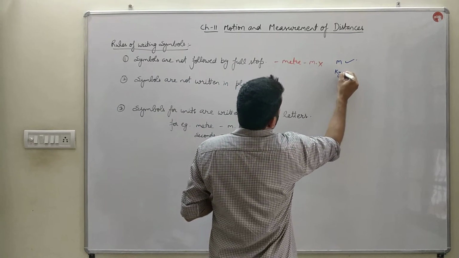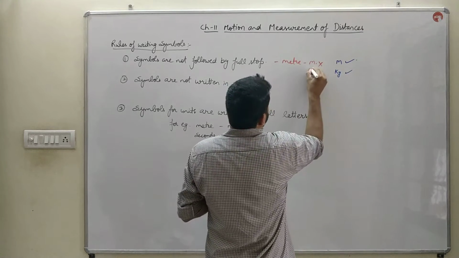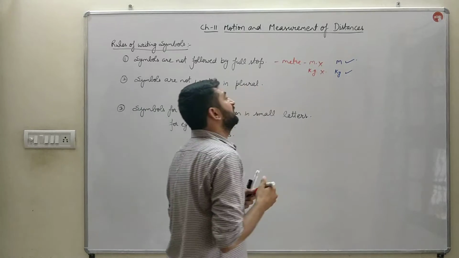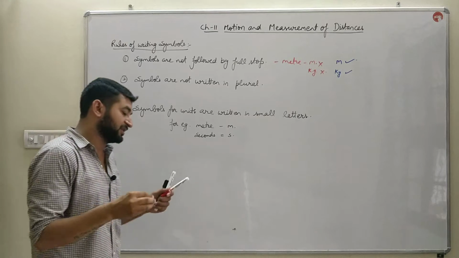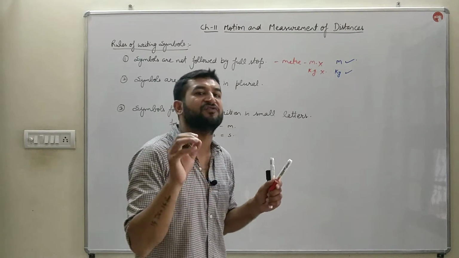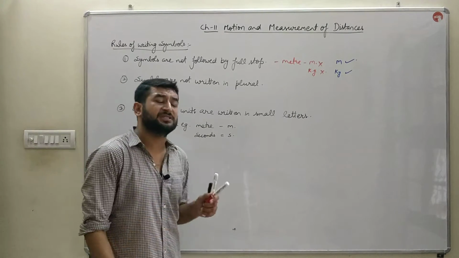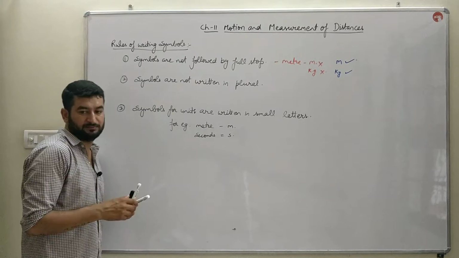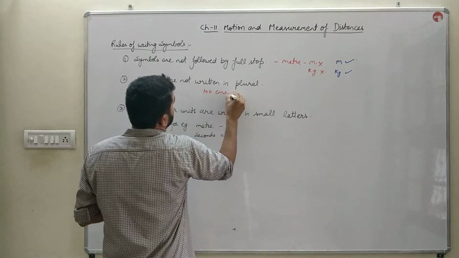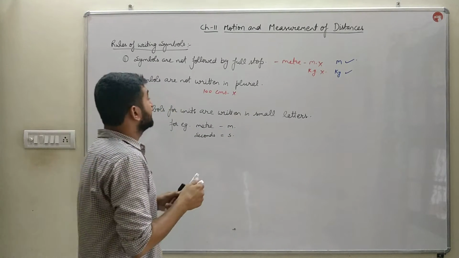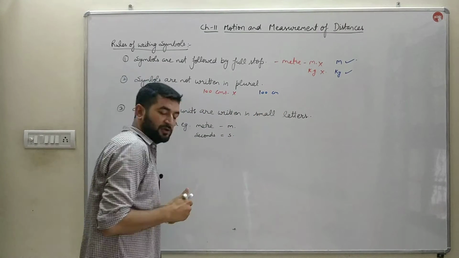kg is written as this much, not like this. So there are no full stops in between the units or following the unit. The symbols of the units are always written without full stops. Second, symbols of the units are not written in plural. For example, if we want to write 100 centimeters, then the plural form is incorrect. The correct representation of 100 centimeters is this, without full stop.